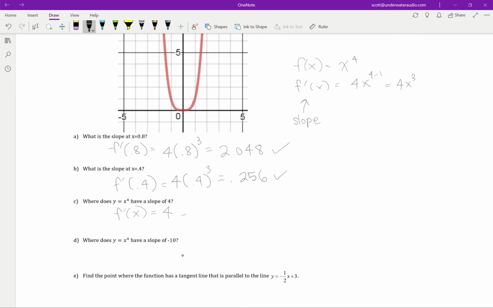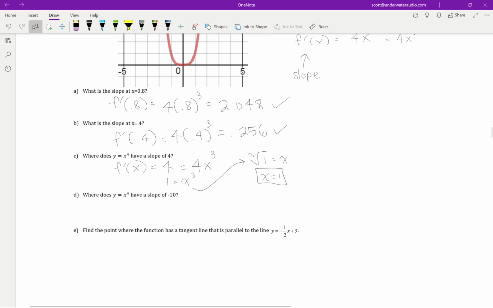So our slope equation was 4x cubed. So the 4's are going to cancel, or you could think of it as dividing by 4. And you get 1 equals x cubed. And then we'll cube root both sides, which is just 1. X equals 1. So now the question is, does that make sense to you? At x equals 1, do you think the slope is 4? And actually, yeah, that does seem good to me. That seems right. Yeah, I feel like that checks out.